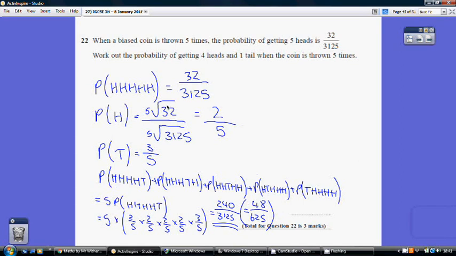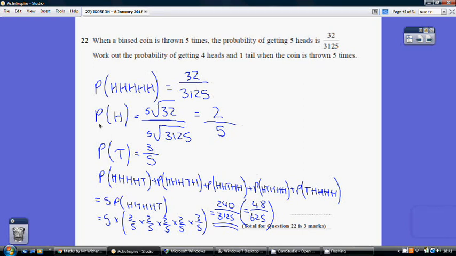Well, that's going to have to be the 5th root of 32 divided by the 5th root of 3125, being 2 over 5. Because really working back is what we're saying is the probability of a head is 2 over 5. So if you needed to get a head and then another and another and another and another, it's going to be 2/5 times 2/5 times 2/5 times 2/5 times 2/5, which would give you 32 over 3125.